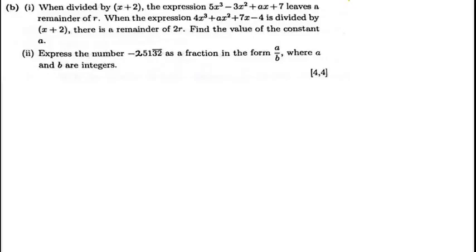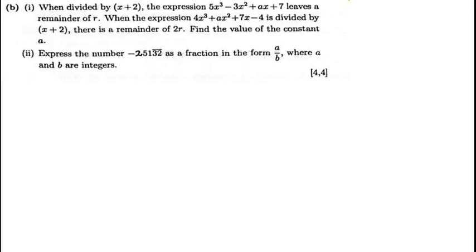When the expression 4x to the power 3 plus ax squared plus 7x minus 4 is divided by x plus 2, there is a remainder of 2r. Find the value of the constant a. So we want to find the value of constant a.